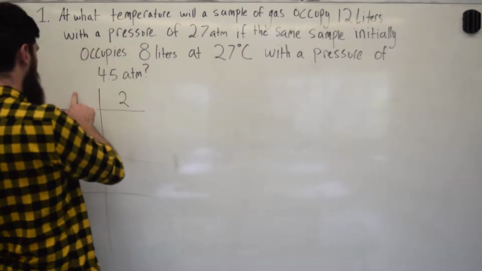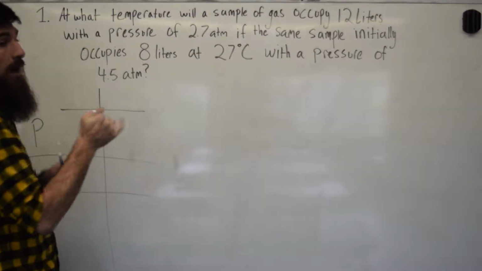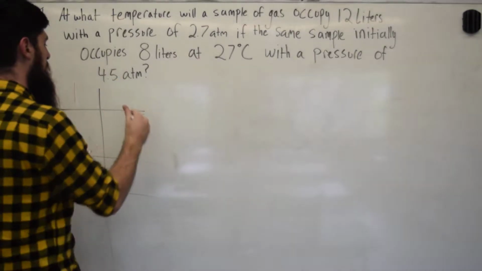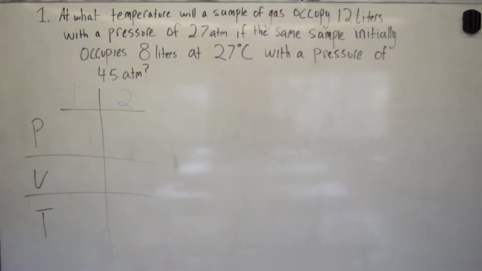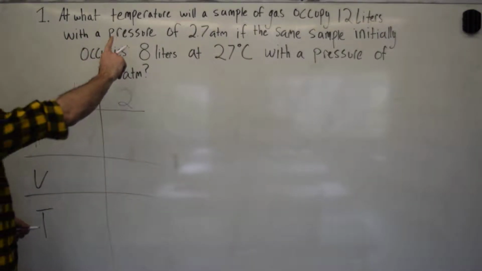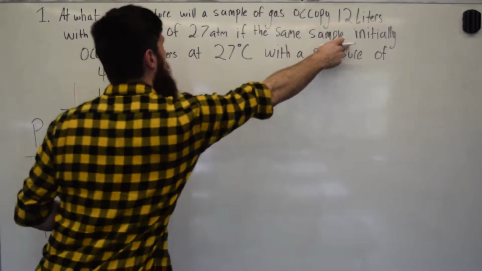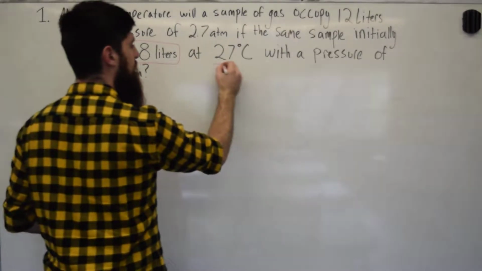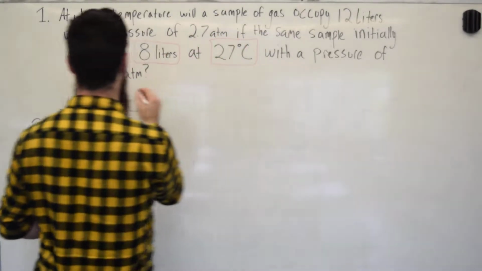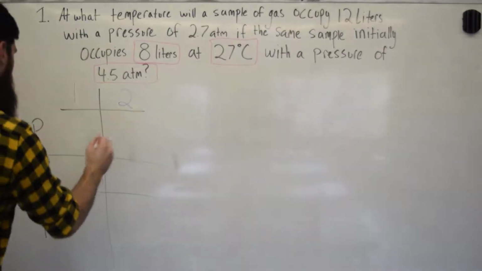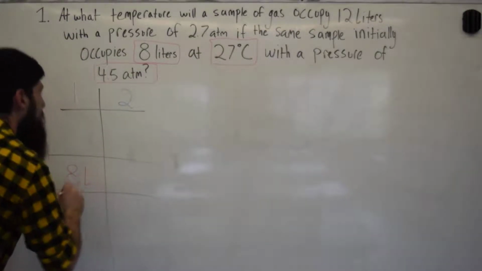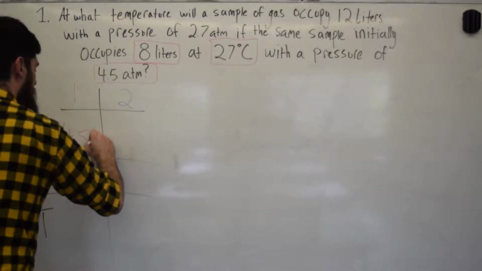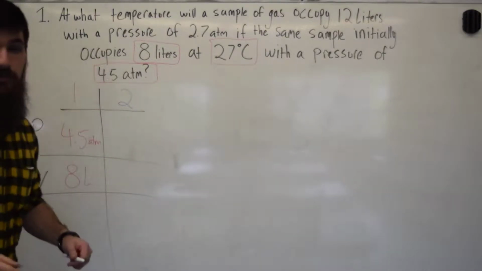My 1s, I will be using red for, and my 2s, I will be using blue for. Okay, let's read this. We got some numbers. Initially occupies, so I know this is going to be my initial, this is going to be my initial, and this is going to be my initial. So I can put those in. 8 liters, 4.5 atmospheres, and 27 degrees Celsius.